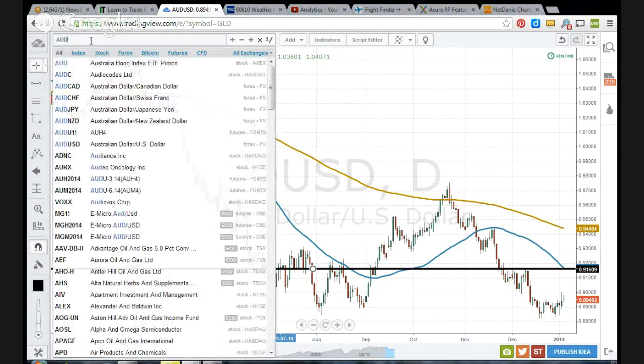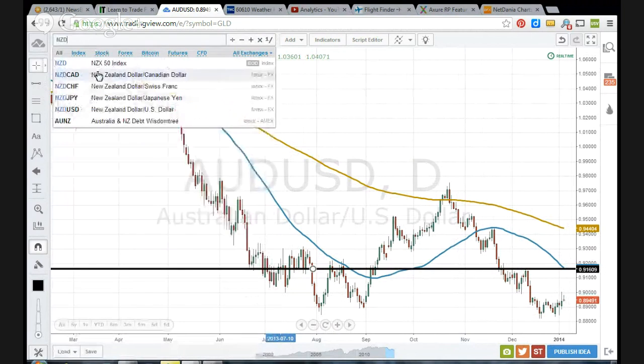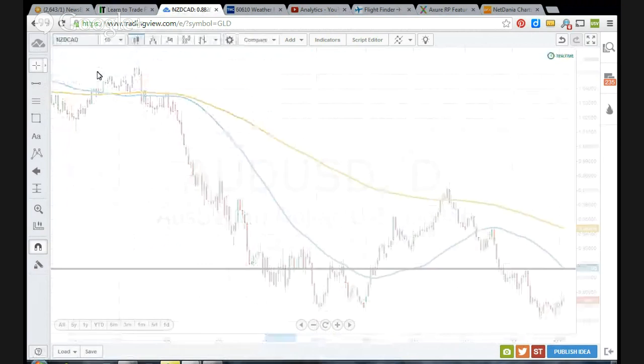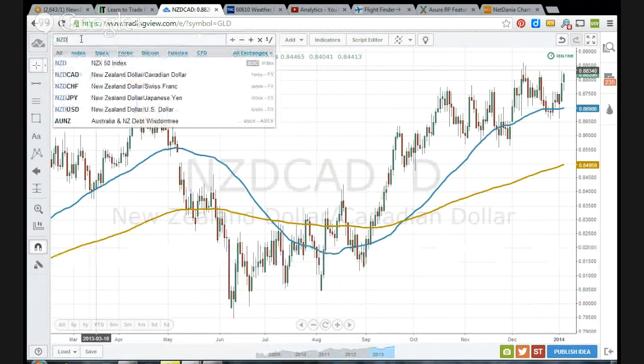Okay, that's it for the Australian dollar. And now Kiwi. Nothing here. Just need more of a pullback. This is clearly going in one direction.